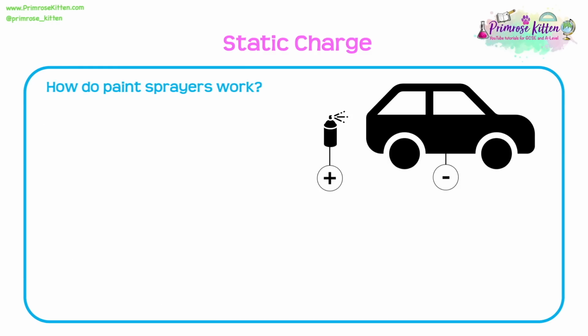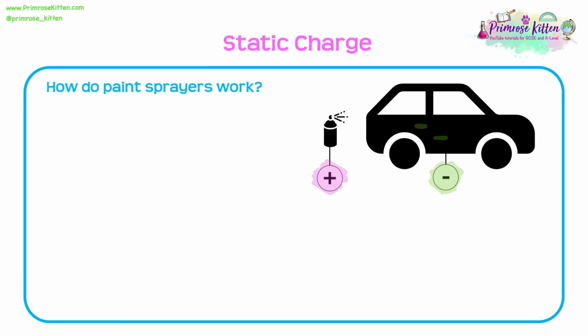Another very useful example of static charge in action is a paint sprayer. And this is how things like cars would be spray painted in industry. So what we do is we hook up the paint to an electrode. Let's say here in this diagram, we've got a positive electrode for the paint. And we're going to hook up the car to the opposite charge. So here I've got a negative electrode connected to this car. So that means that the car is negatively charged.